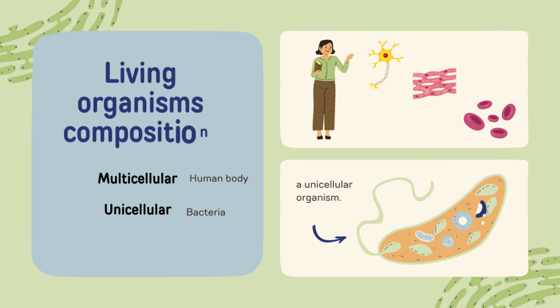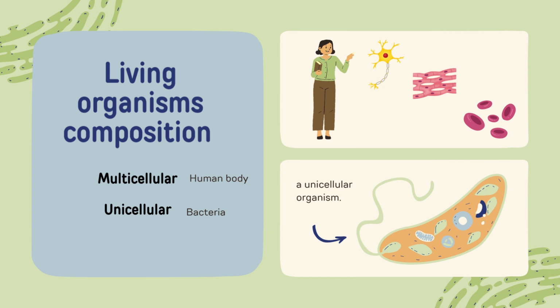As we mentioned, living organisms may be composed like the human body. It has many cells, trillions of cells. So we call it a multicellular living organism. Or these living organisms consist of only one cell, so we call it unicellular, as bacteria. Here we finish the first point about the cell as a building unit.